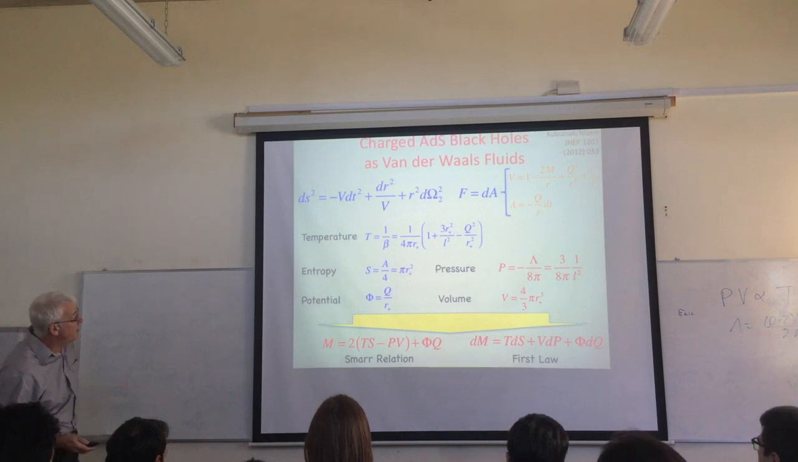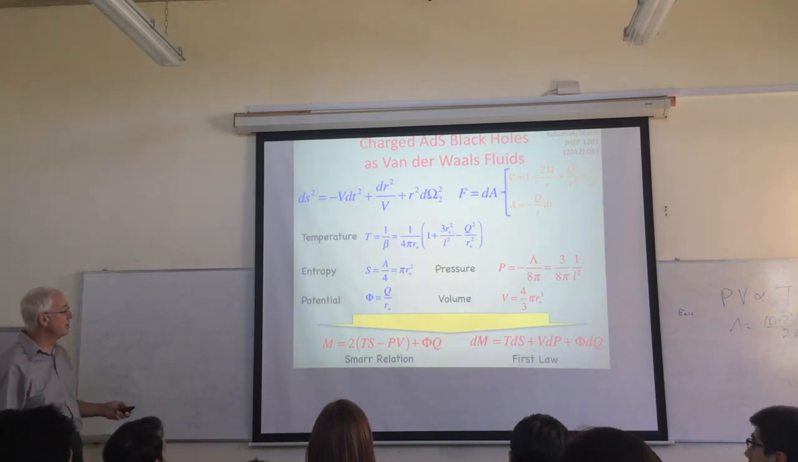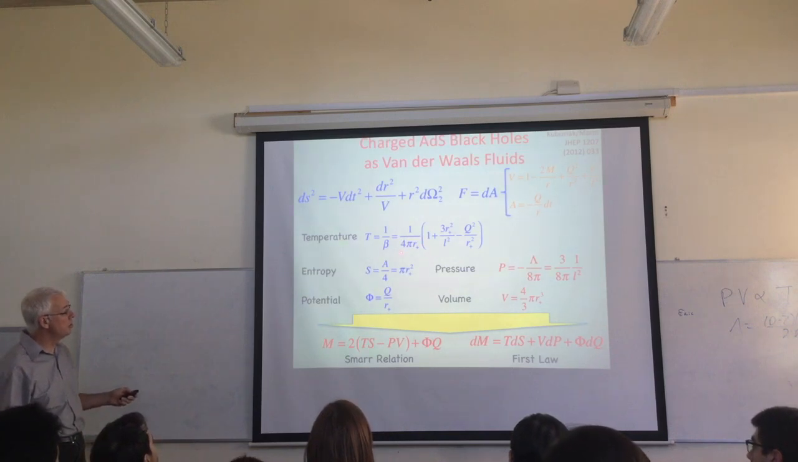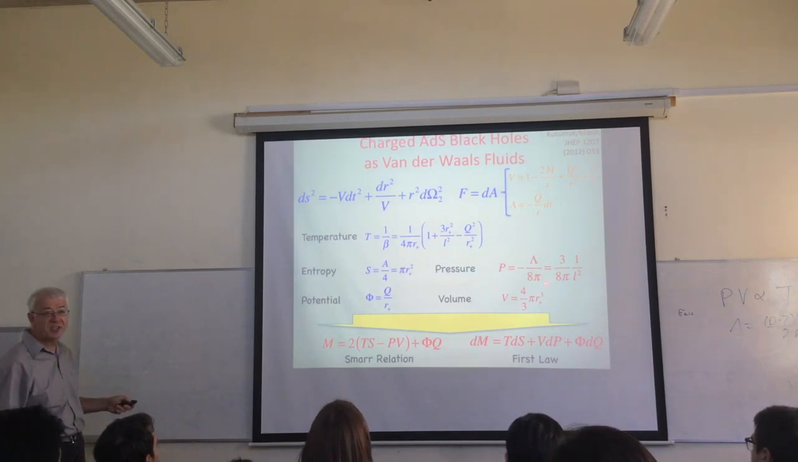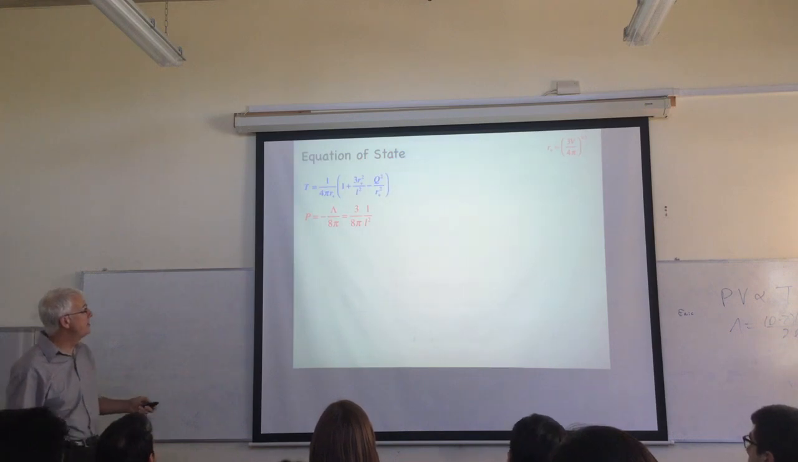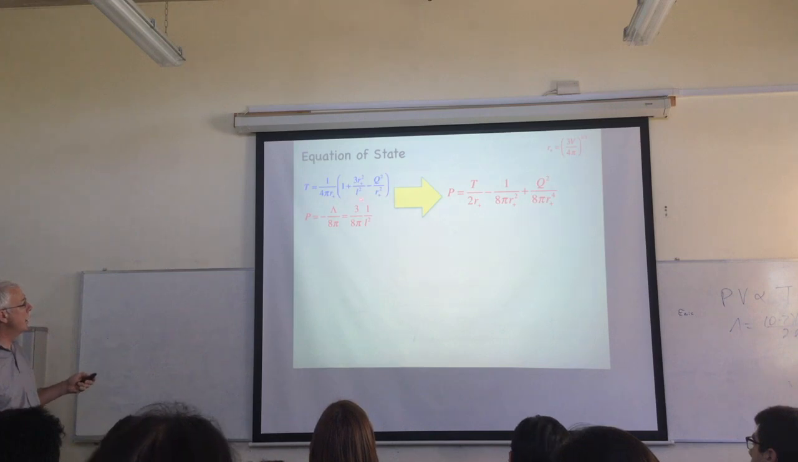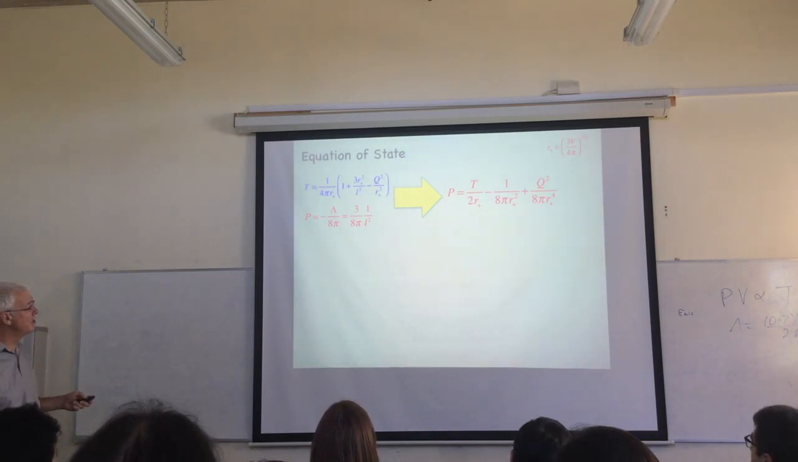Okay, well, so what? Well, David and I thought, let's look at this and see what happens. And in particular, what you do is you use this equation to get rid of L squared in terms of pressure, use this equation to get rid of r plus in terms of volume, and you find the equation of state. And this is how it's done. Here's the equation for temperature and pressure. So we rewrite this to get pressure as a function of temperature and r plus.